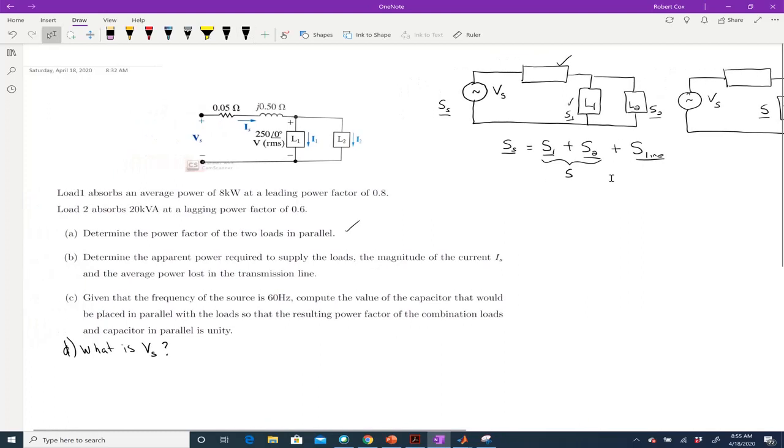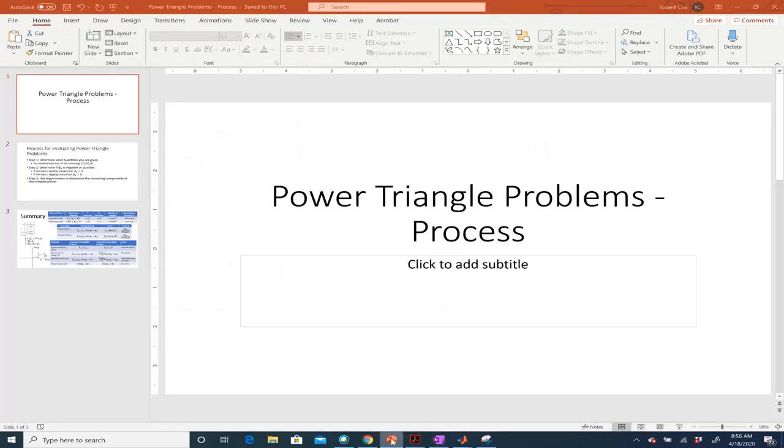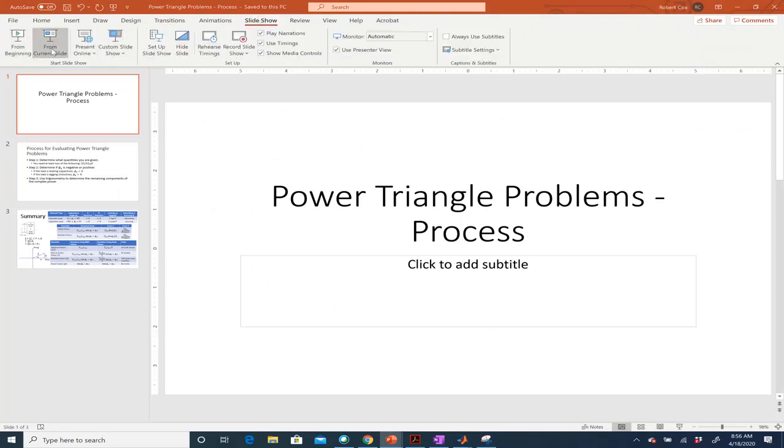So to do this, the first thing I have to do is figure out what is S1 and what is S2. This is a very classic situation, what I call a power triangle problem. What I've been given is two facts about load 1 and two facts about load 2. For load 1, I'm told that it absorbs 8 kilowatts at a leading power factor of 0.8, and load 2 has 20 kVA, which is its apparent power, at a lagging power factor of 0.6. So two facts about each one. Typically that's what we need.